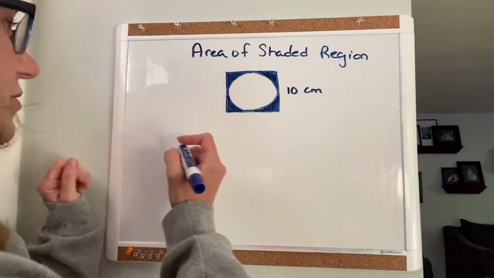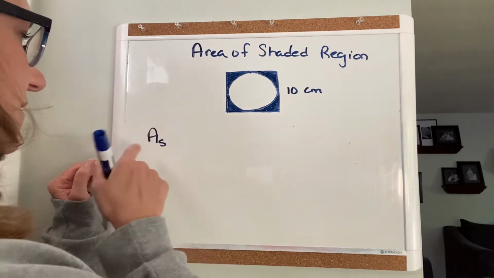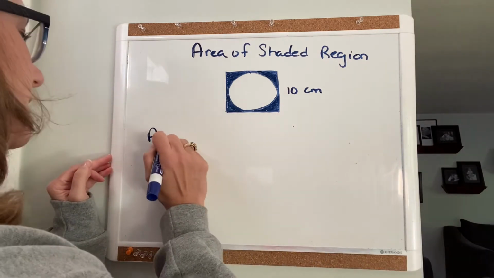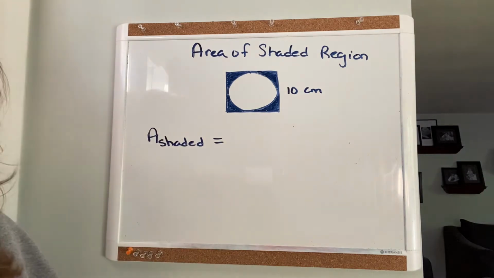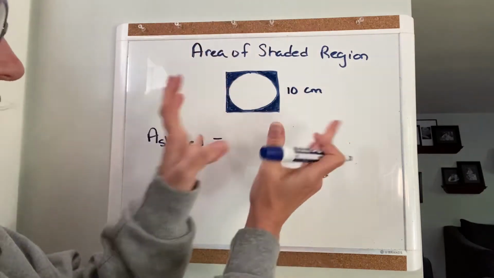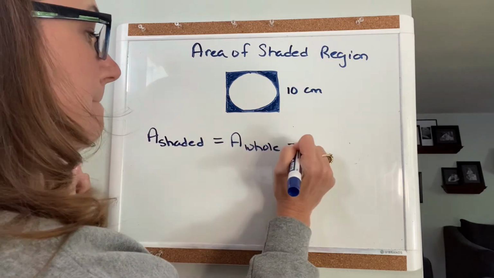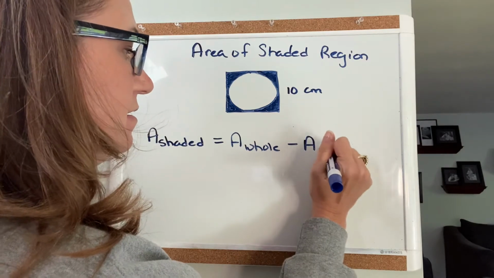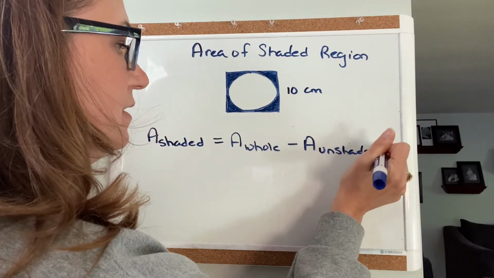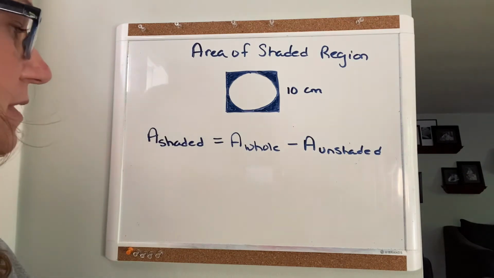So first and foremost, the formula that you should be using is that the capital A is going to represent area. Area of a shaded region is going to be equal to the area of the whole entire figure, the whole thing, minus the area of the unshaded. So as long as you understand this, you don't have to write it every single time.